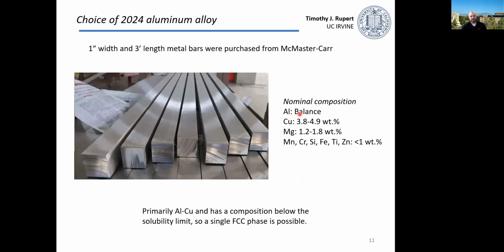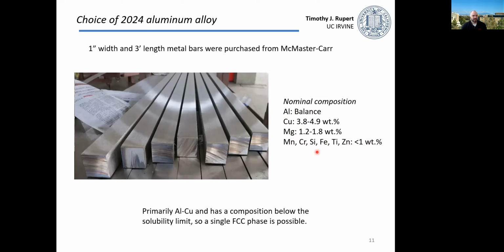Now this 2024 aluminum alloy is mainly aluminum. The primary dopant that's in there is copper, so it usually has about 4 to 5% copper. It usually has a little over 1% magnesium, and then it also has just a tiny bit of manganese, chrome, silicon, iron, titanium, and zinc. And I said less than 1%, but in many cases these are much smaller. It's 0.1% or something like that.